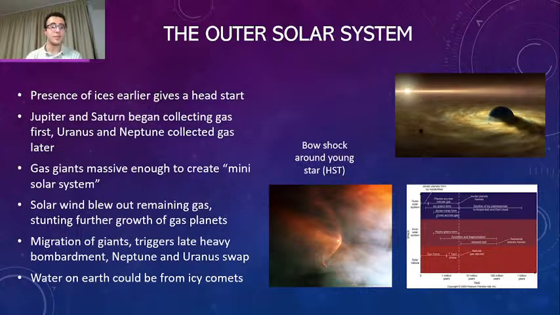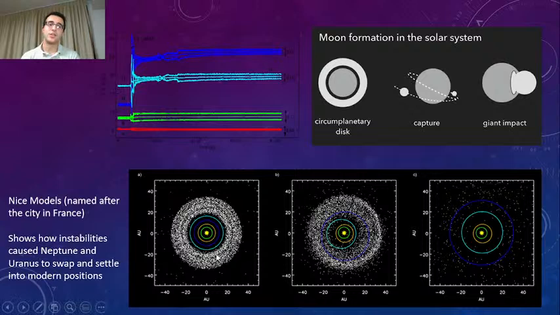Now, on the topic of Uranus and Neptune, they actually swapped places. So it turns out Neptune formed closer in, and Neptune is actually heavier than Uranus. But then there were some instabilities in the orbits, and you can see those kind of going up and down. And what that means is it's the instability that's causing them to shift back and forth. Eventually, they settled into the present day orbits that we see. And these models over here, those are called the Nice models. And so those are just some representations of what could have happened.